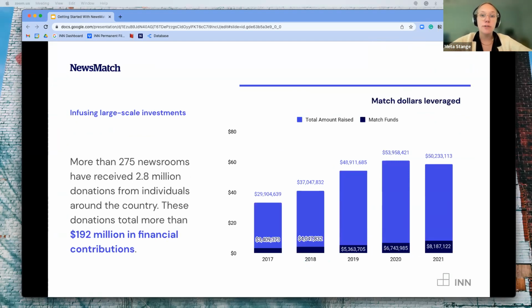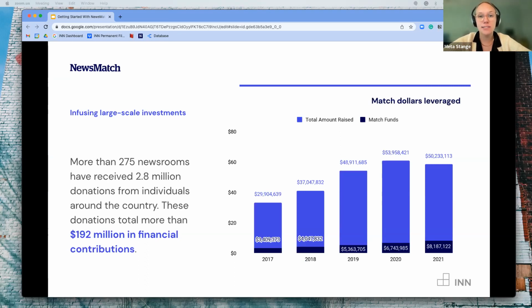Matching gifts are a powerful factor in generating support year over year through NewsMatch. Since 2017, a combined $27 million in matching funds provided through NewsMatch as the program have been leveraged to raise over $192 million in individual donations. That means the match returns 7 times the individual giving.